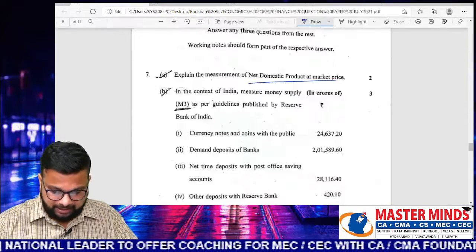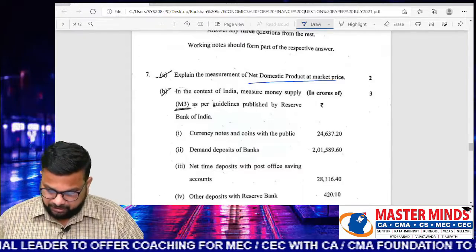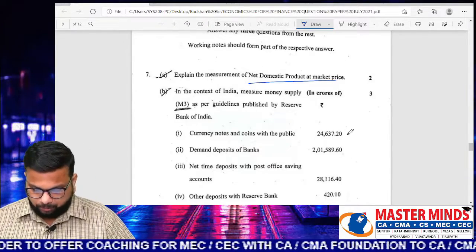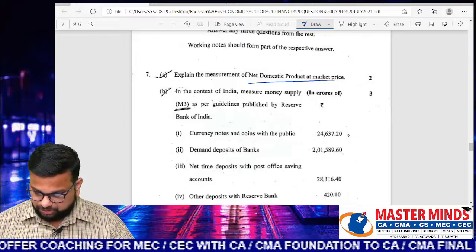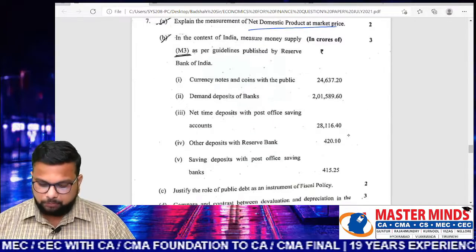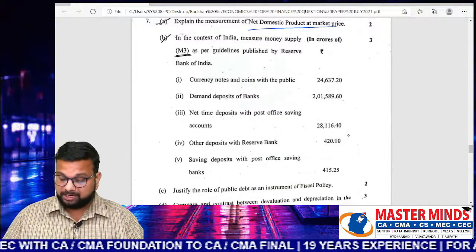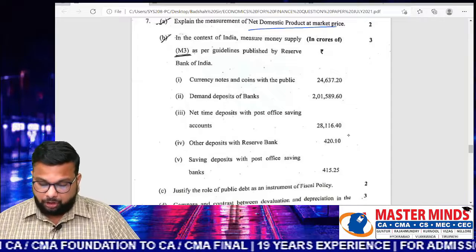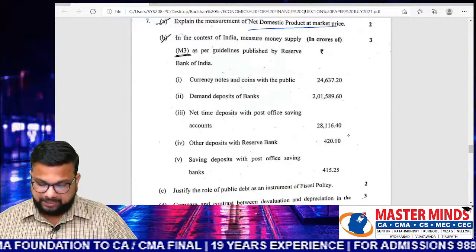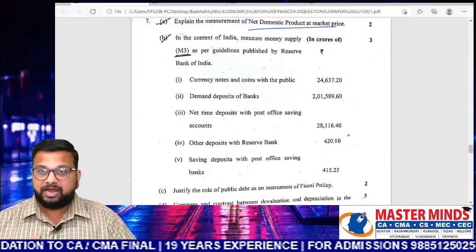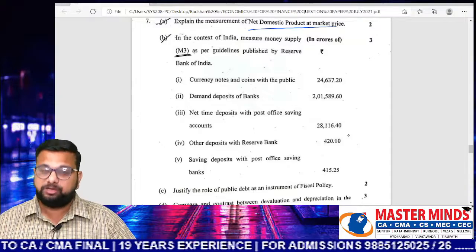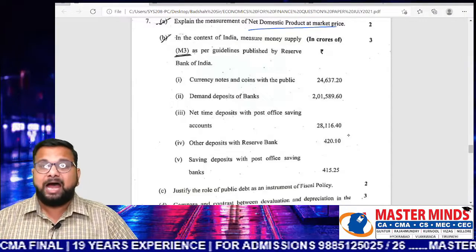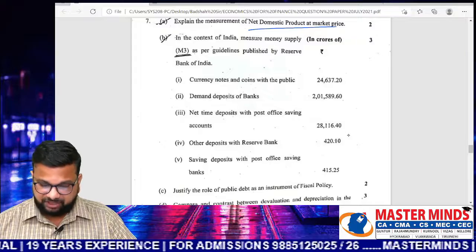Next, question 7B. It is a problem question, and this question is from money markets. In the context of India, measure money supply M3, that is, we need to calculate M3. If you are aware of the M1, M2, M3 formulas, then you can easily answer this question. It is given for 3 marks.